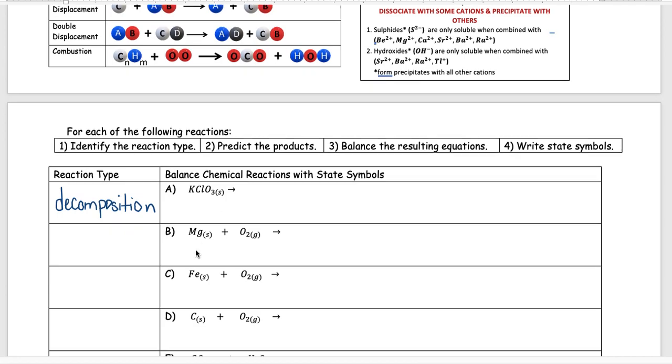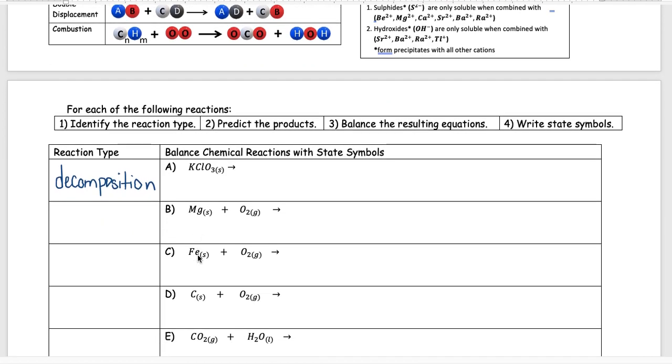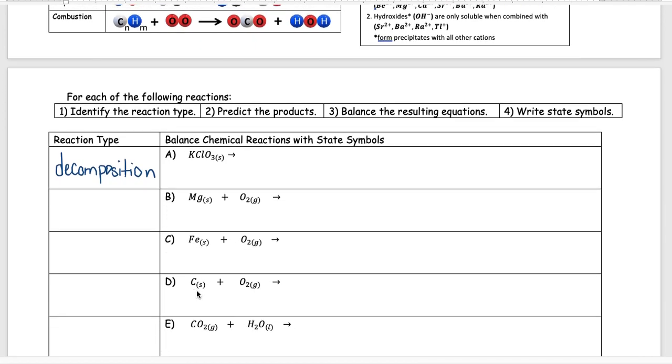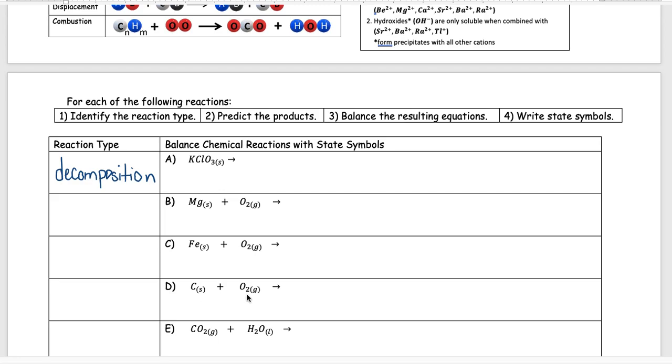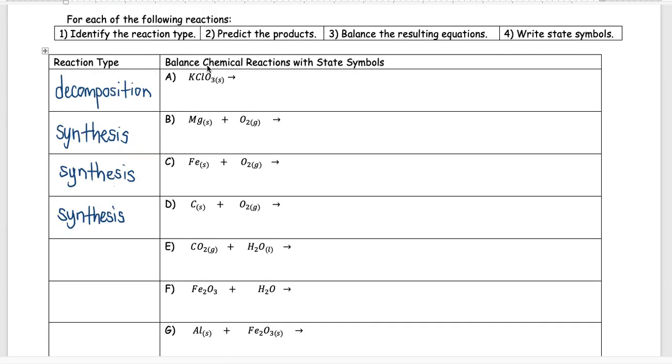And then as you're going through, you can go to the next view, see, same thing here, here, yeah, another element and oxygen, right? So these are all synthesis reactions, okay? Okay, so that brings us to the next ones here.